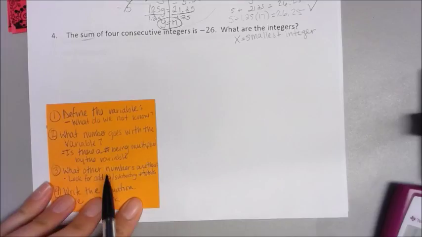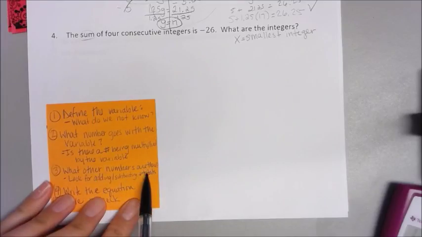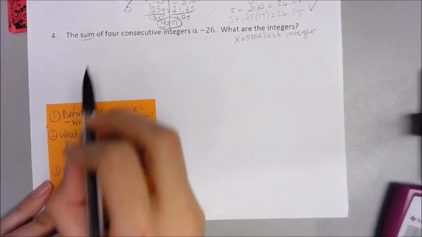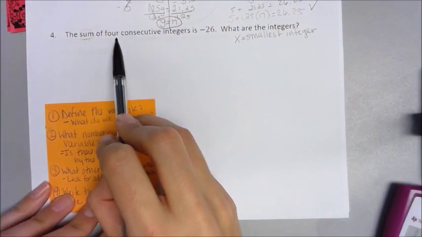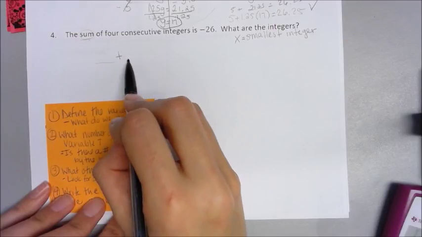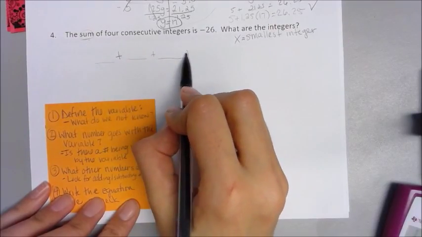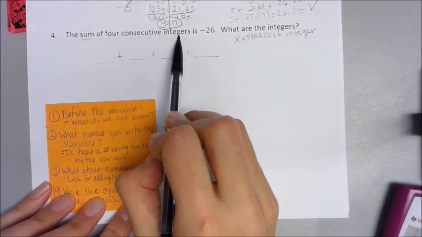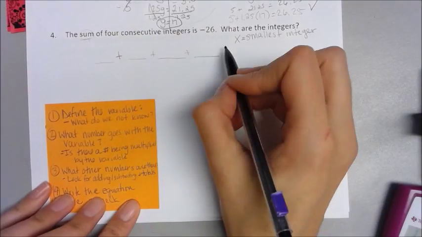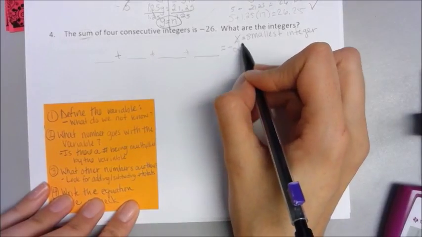So now I'm going to look at step 3. What other numbers are there? Is there any adding, subtracting, or totals? So I know here there's going to be adding, and I'm adding 4 consecutive integers. So I draw my lines to make sure I get all 4 of them. So 4 lines. 4 consecutive integers is negative 26. So I know that equals negative 26.